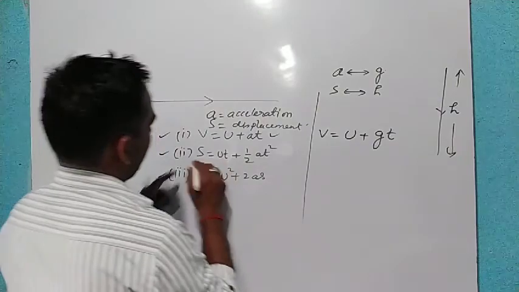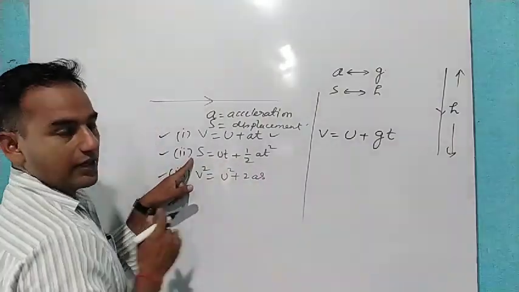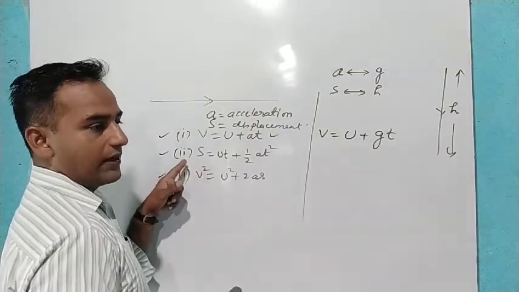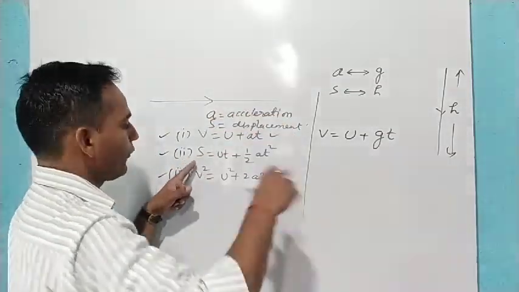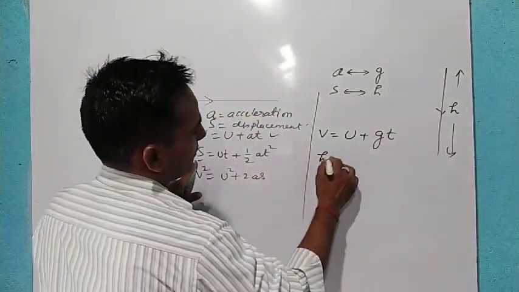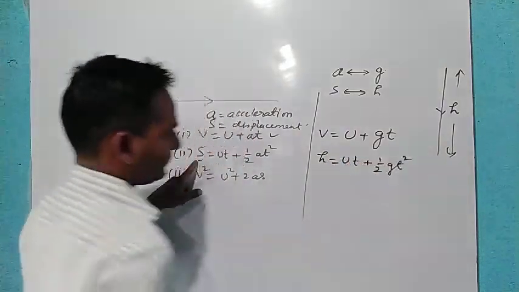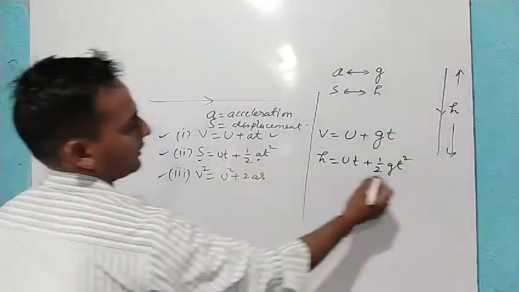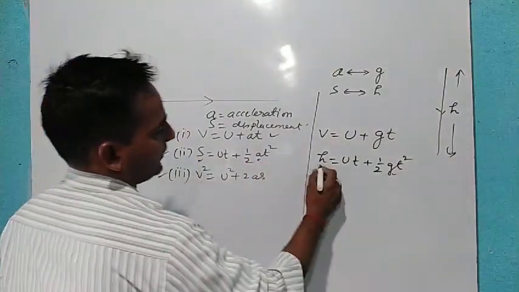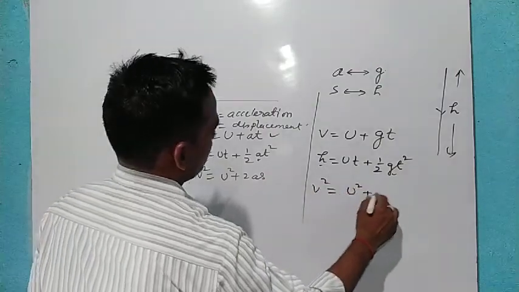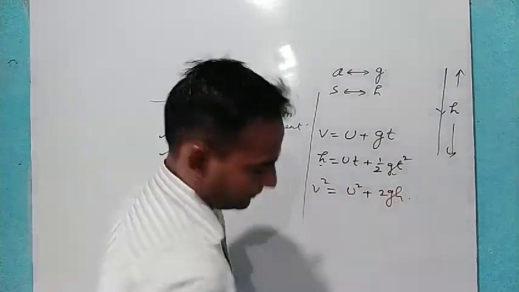For the second, S is equal to UT plus half GT square. S is displacement on the surface, but when a free falling object is there, we use H. H is equal to UT plus half GT square. In place of A we write G, and in place of S we write H. Now the third one is V square is equal to U square plus 2GH.